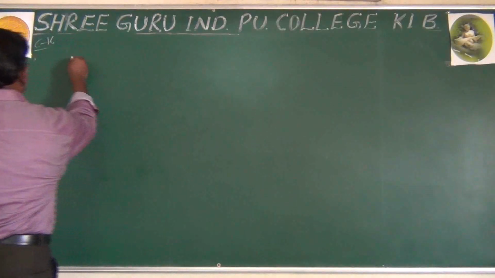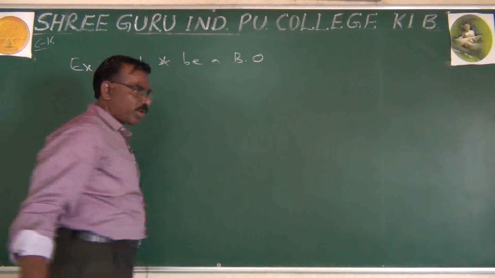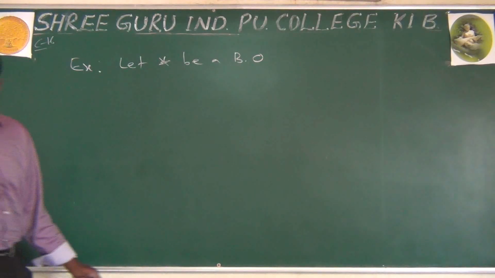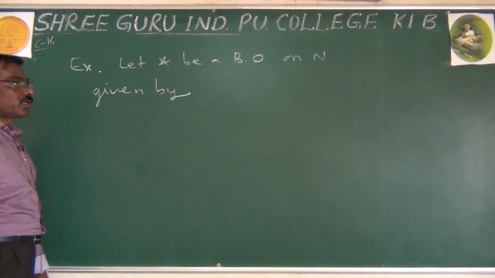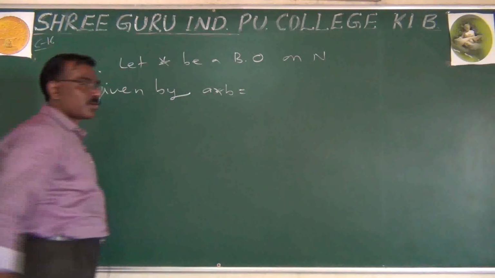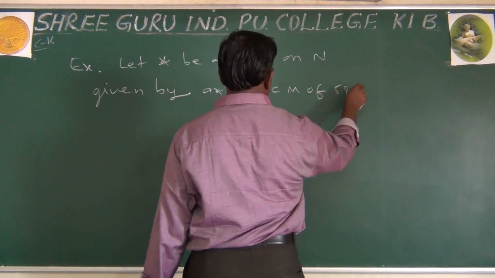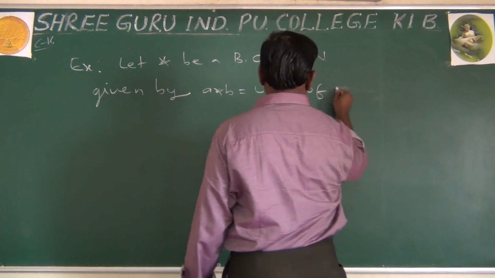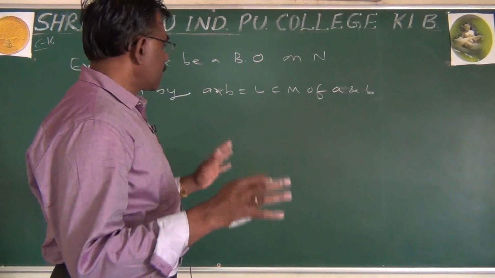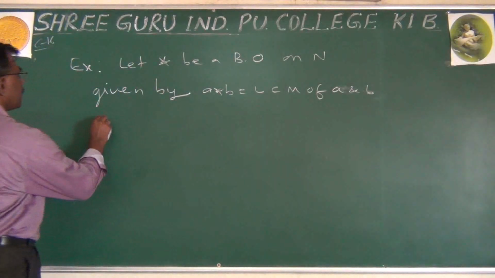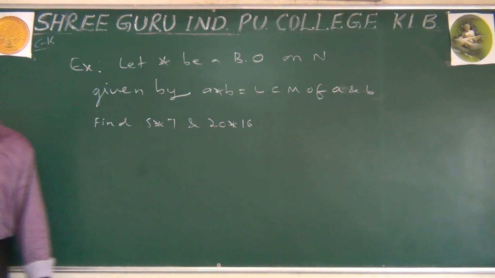Let's start with the next example. Let star be a binary operation on N given by A star B equal to LCM of A and B. So star is defined as A star B equal to LCM of A and B. Find 5 star 7 and 20 star 60.